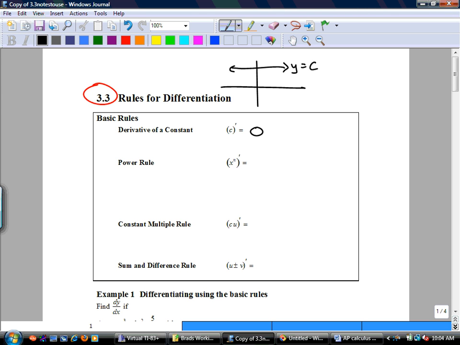Power rule. We heard this one this morning. If we take the exponent down, and then what do we do to the exponent? Good.